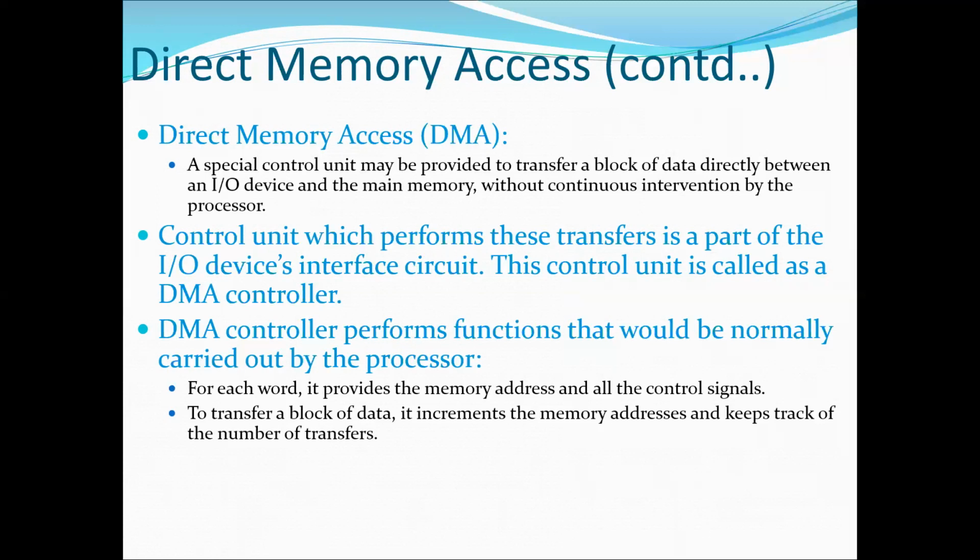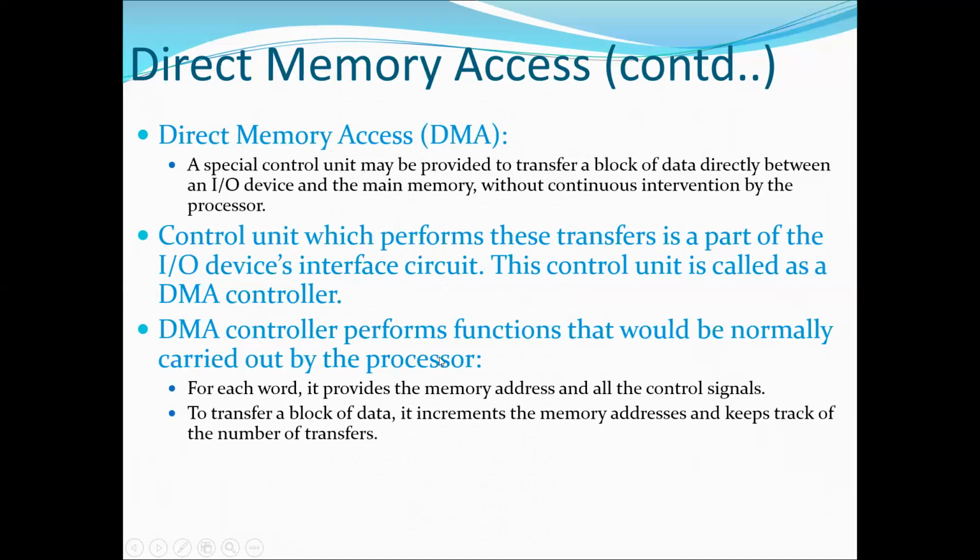The control unit which performs this transfer is a part of the IO device interface circuits. So in the interface circuits, what do we have? We have control, address, and status registers, and data and status registers. Now this DMA is a part of this. This control unit is called a DMA controller. So the DMA controller performs functions that will normally be carried out by the processor.